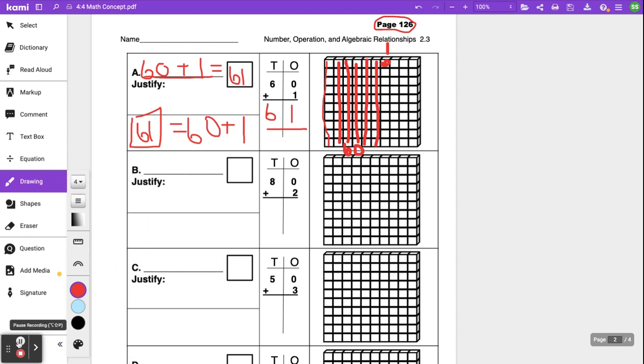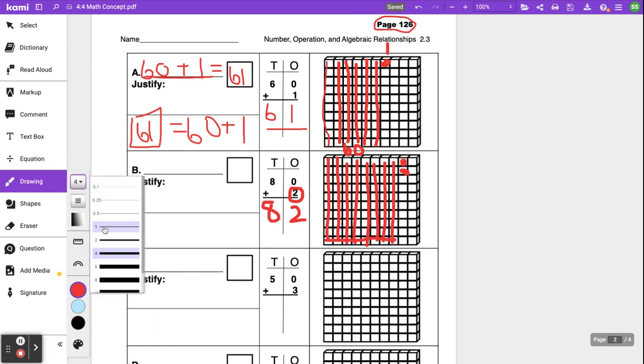Mark 8 tens. There they are, my 8 tens. At any point, if I go too fast, you can just pause the video, and then we'll push play when you're ready. So I have my 8 tens, and I have here 2 ones. So I'm going to mark 2 ones. This is showing how 80 plus 2 is 82. I had 80, 81, 82. And there it is.